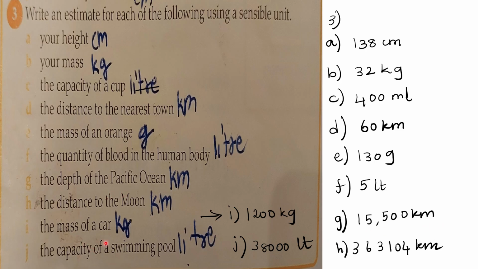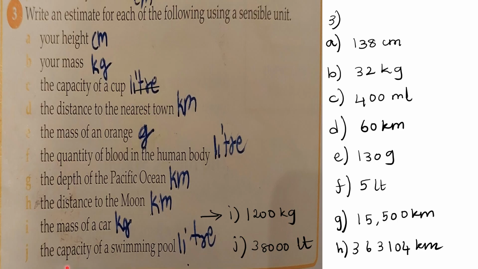Okay, the mass of a car. Mass means what? It's a weight. Definitely will come in gram or kilogram. So here we are talking about a car. So it's a kilogram only. So how much I wrote? That is 1200 kilogram. Okay, it will come around 1000 to 1500. So I just chose 1200 kilogram.